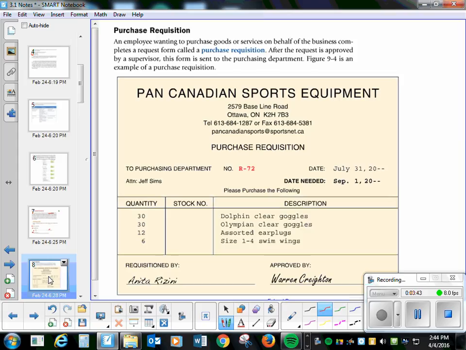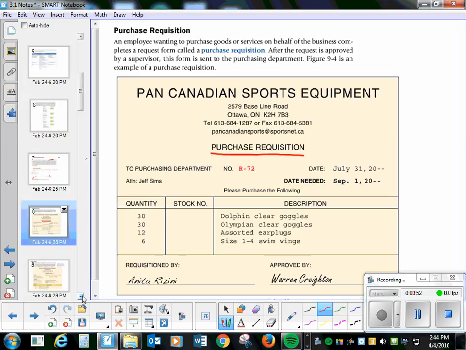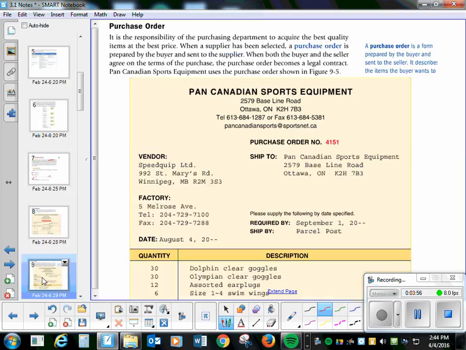So this is an example of what a purchase requisition would look like. This is just saying what the department or what the people want to purchase. It's not actually an invoice or anything like that. It's just what are we looking to purchase.